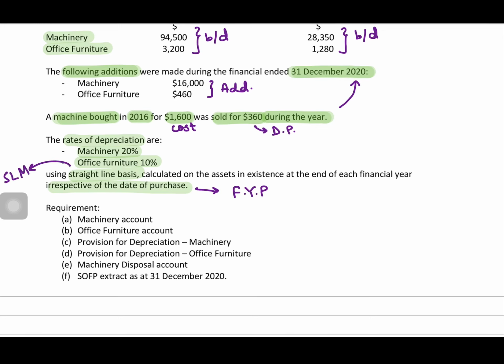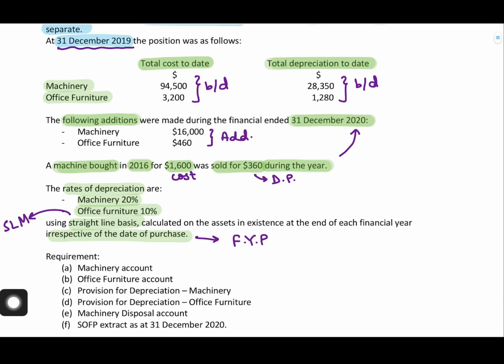Now the first requirement is to prepare the machinery account, of course at cost, then the office furniture account, then the depreciation account for these two assets, then we have to prepare the machinery disposal account as well, and lastly the SOFP extract as at 31st of December 2020. So let's begin with the machinery account.